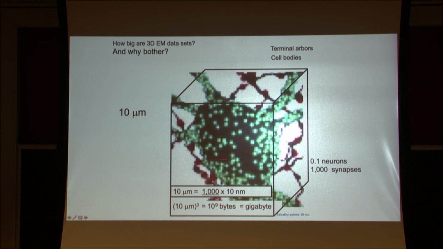This shows all the synapses onto the cell body and a few of the synapses from the axon that belongs to this cell body. In a cubic 10 microns, there's on average 1/10 of a neuron in the cortex and 1,000 synapses. Okay? Still not a circuit.